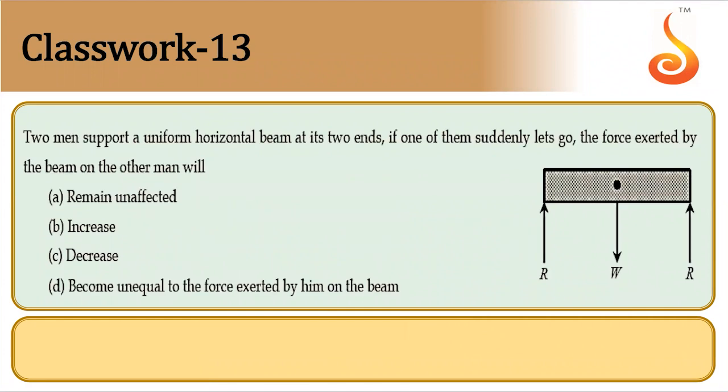Two men support a uniform horizontal beam at its two ends. If one of them suddenly lets go, the force exerted by the beam on the other man will: remain unaffected, increase, decrease, or become unequal to the force exerted by him on the beam.